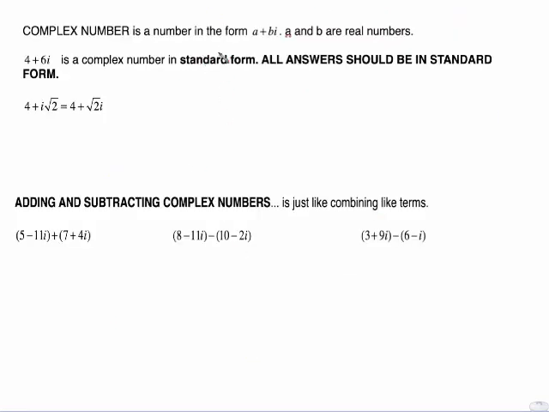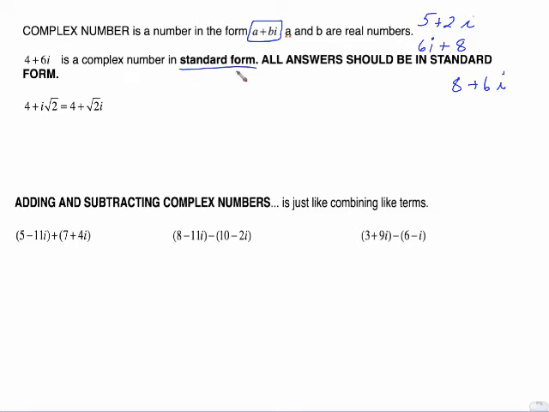Now a complex number is a number in the form of a plus bi, where a and b are real numbers. So something like 4 plus 6i is considered a complex number. It is in standard form. Standard form means that the i part is at the very end, a plus bi. So 5 plus 2i is in standard form. 6i plus 8 is not in standard form. I can put that in standard form very easily by just swapping those and making it 8 plus 6i.